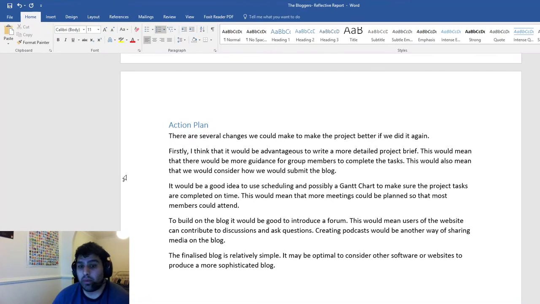Maybe two of the people in the group could talk about something that they feel about, some of the problems they had at university and such. And it's just another way of sharing information. Another thing we could look at if we were to do it again is to maybe use a different website, and that would maybe open more avenues into having a more sophisticated blog. Then we could maybe incorporate a forum and incorporate some podcasts of sorts.